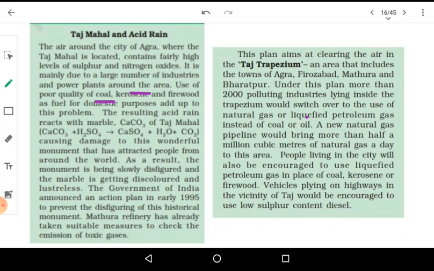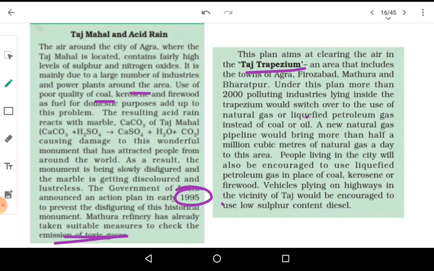The Government of India announced an action plan as early as 1995 to prevent the disfiguring of this historical monument. The Mathura refinery has already taken suitable measures to check the emission of toxic gases. Now we have a plan known as the Taj Trapezium, which is cleaning the air in the areas around the Taj Mahal, that is, in the towns of Agra, Firozabad, Mathura, and Bharatpur.